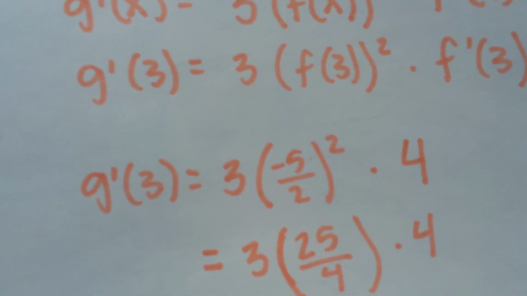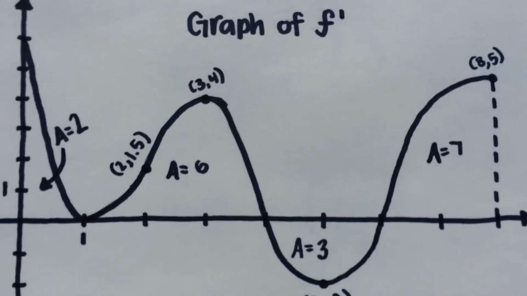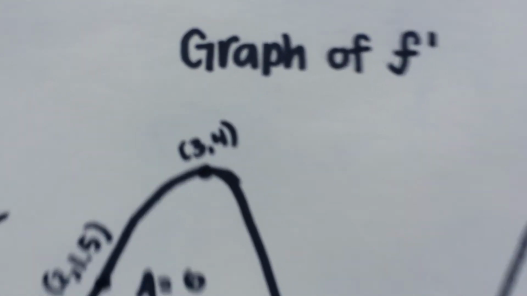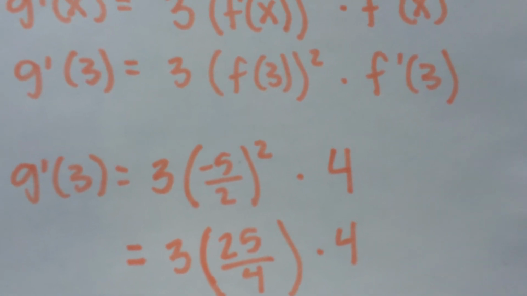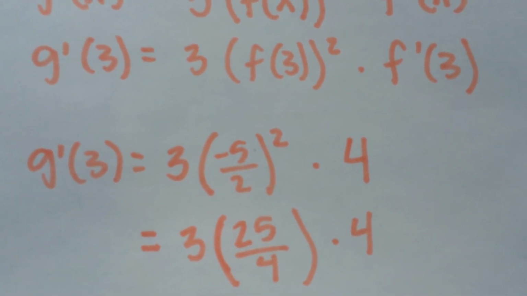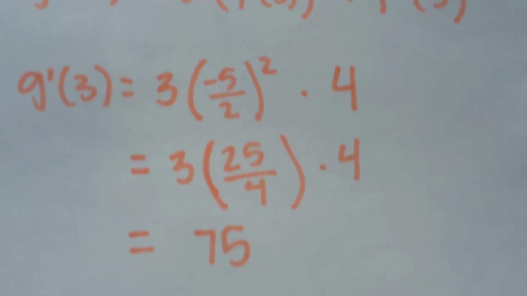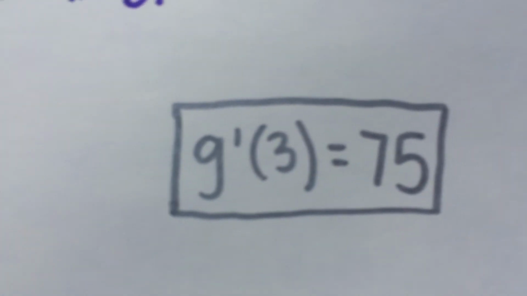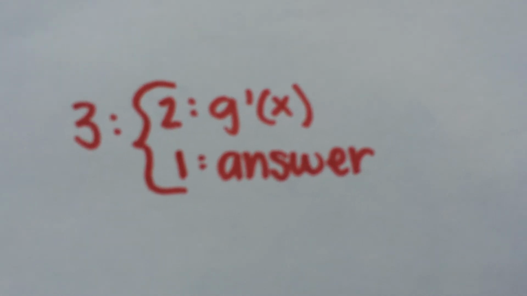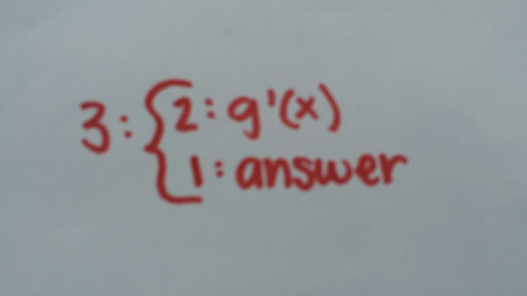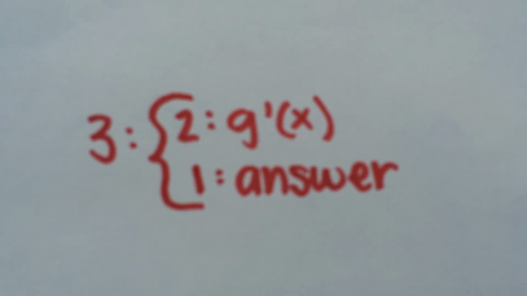We also know from our original graph that f prime of 3 equals 4. So now we have a new equation: g prime of 3 equals 3 times (-5/2) squared times 4. As we simplify that, we get our answer that g prime of 3 equals 75. This part of the question is worth 3 points, 2 points for finding g prime of x, and 1 point for finding the answer.